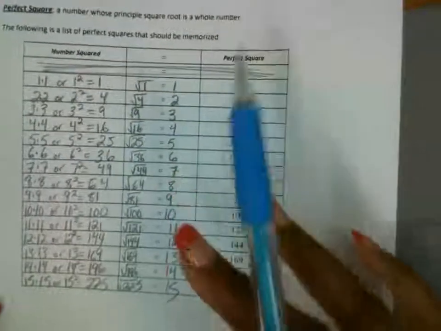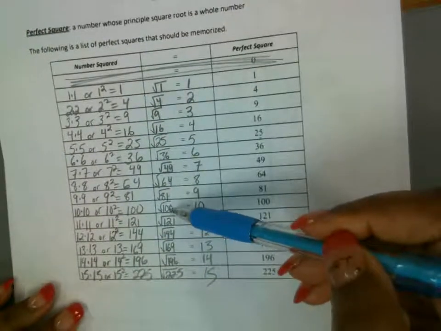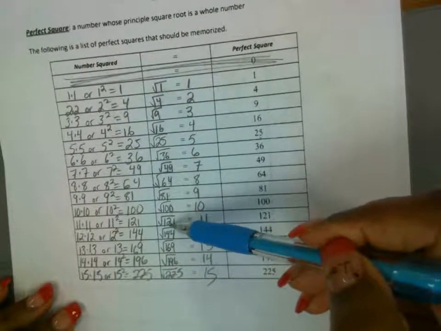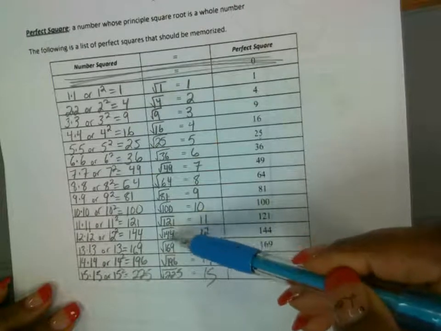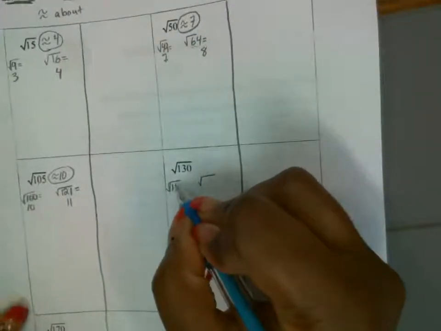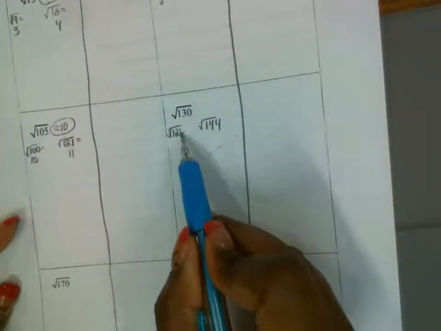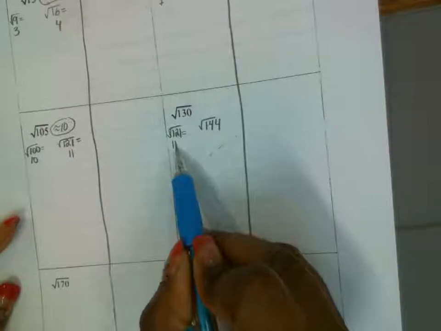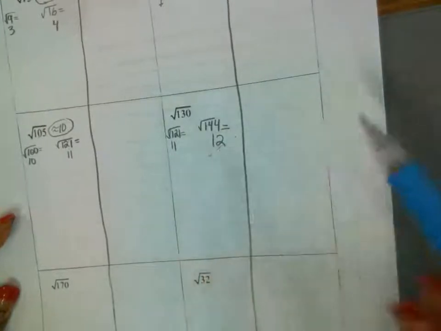But it is between, which number did I say? 130? It's not even between 100 and 121. It's between 121 and 144. Those are the two perfect squares that it is in between. The square root of 121 is equal to 11. The square root of 144 is equal to 12.